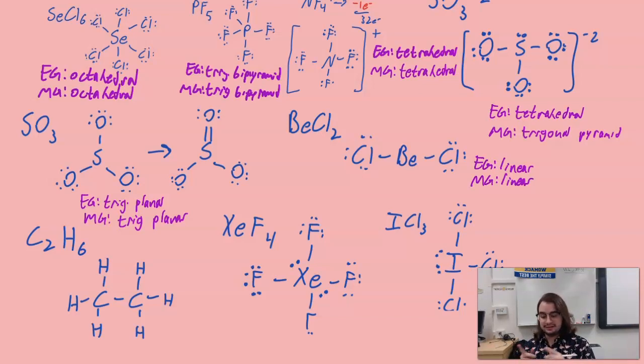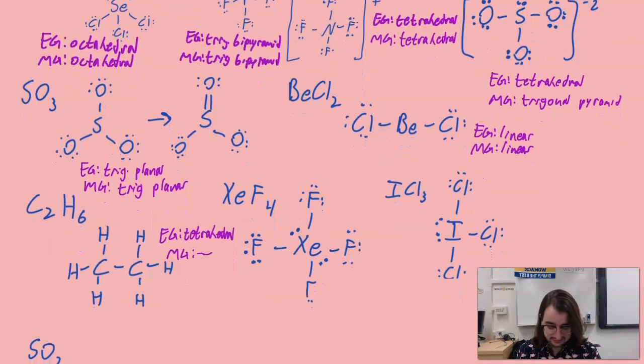So if we're looking at C2H6, you might think, well, how the heck am I going to figure this one out? Just look at each central atom. Carbon has four things attached around it. The other carbon has four things attached around it. So this one's also going to be tetrahedral for both situations. I'm just going to put molecular geometry the same, because it's the same.